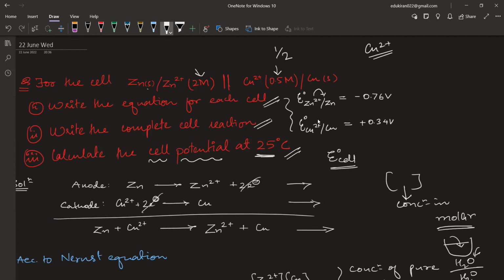What have we given here? Oxidation potential or reduction potential? For zinc. Reduction potential. Sara and Wafia, can you see? Yes, sir. That means we have to convert this. We have to say that E naught of oxidation will be equal to plus 0.76. Clear? Yes or no? Please tell me. Yes, sir.